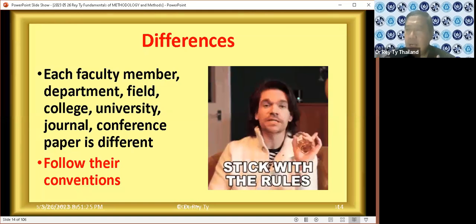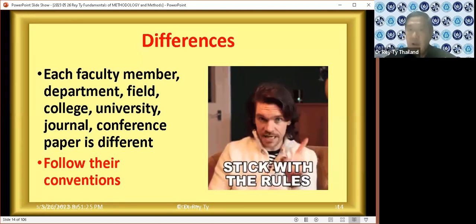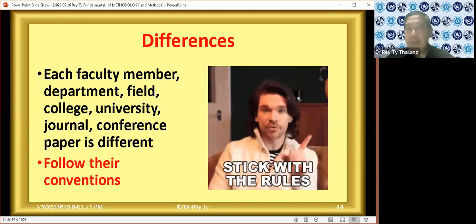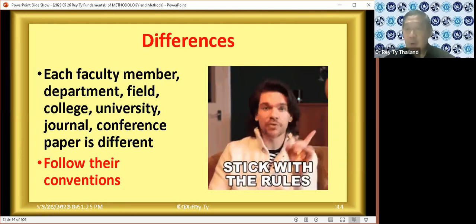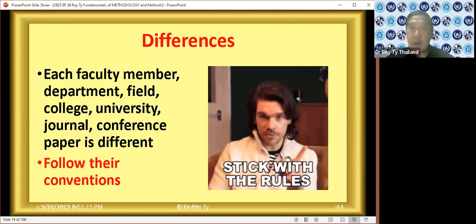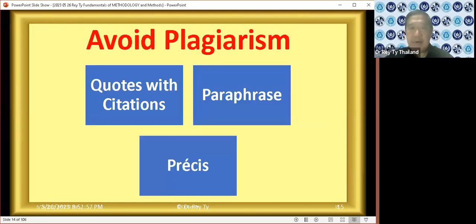a dissertation. This is the American vocabulary for doctorate. I think in the UK it's thesis, and it's the other way around in the US and in the UK. And each journal has its own tradition of what they expect to see in your paper. And each conference has different author guidelines. So the rule is stick with their rules because you are submitting to them, right? They decide whether your paper is acceptable or not. So you have to follow their rules in writing.